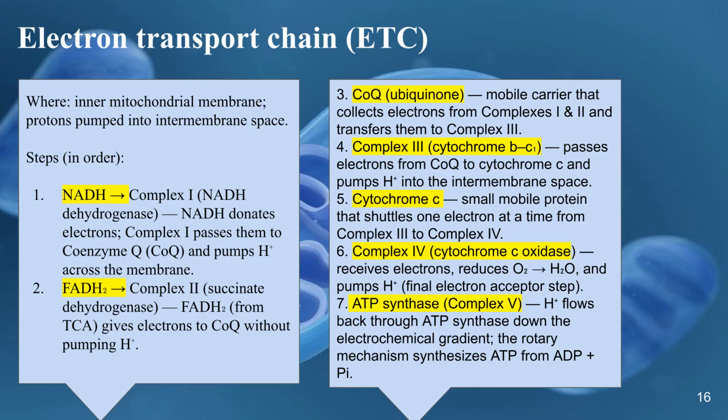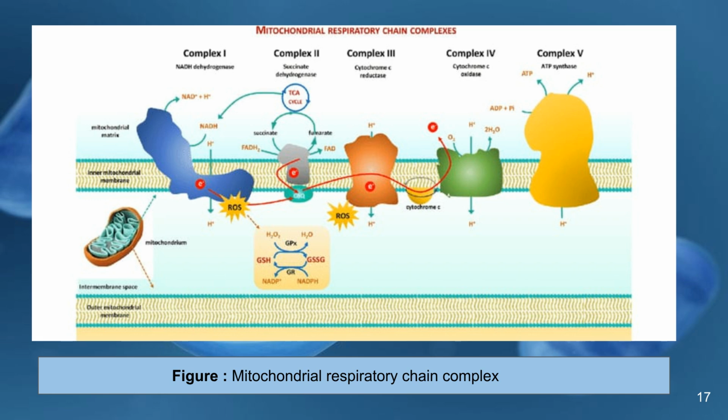The electron transport chain, or ETC, occurs in the inner mitochondrial membrane. It involves complexes that transfer electrons from NADH and FADH2 to coenzyme Q, pumping protons across the membrane. Oxygen is the final electron acceptor. This figure illustrates the mitochondrial respiratory chain complexes involved in the ETC.